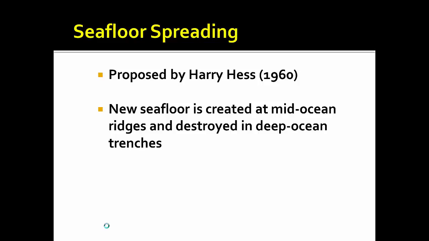Polar wandering was based on data from rocks on land. Harry Hess studied rocks at the seafloor. He observed that rocks from near mid-ocean ridges were always younger than rocks farther away. As a result, he proposed that new seafloor was created at mid-ocean ridges and destroyed at deep ocean trenches.